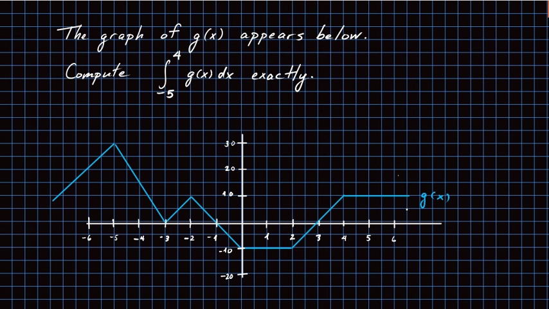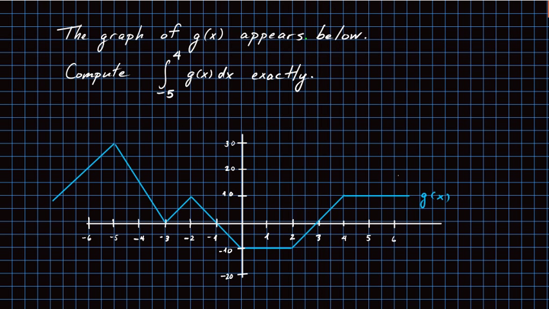I'm going to give an example of trying to compute the definite integral given the graph of a function. And in this particular example, we can find the exact value of the definite integral. And why? Well, because we have line segments in the graph. It's made up of line segments. And therefore, all the regions we'll see will be either rectangles or triangles.